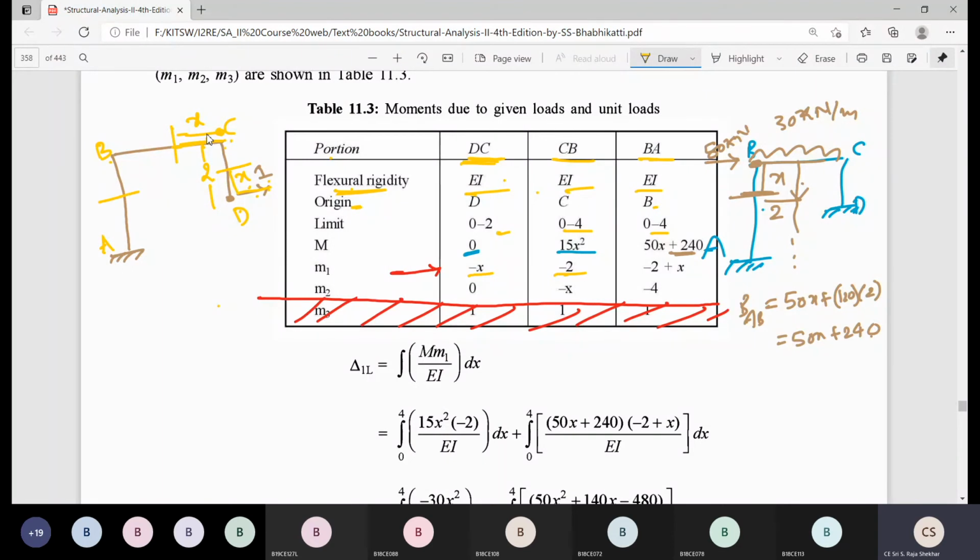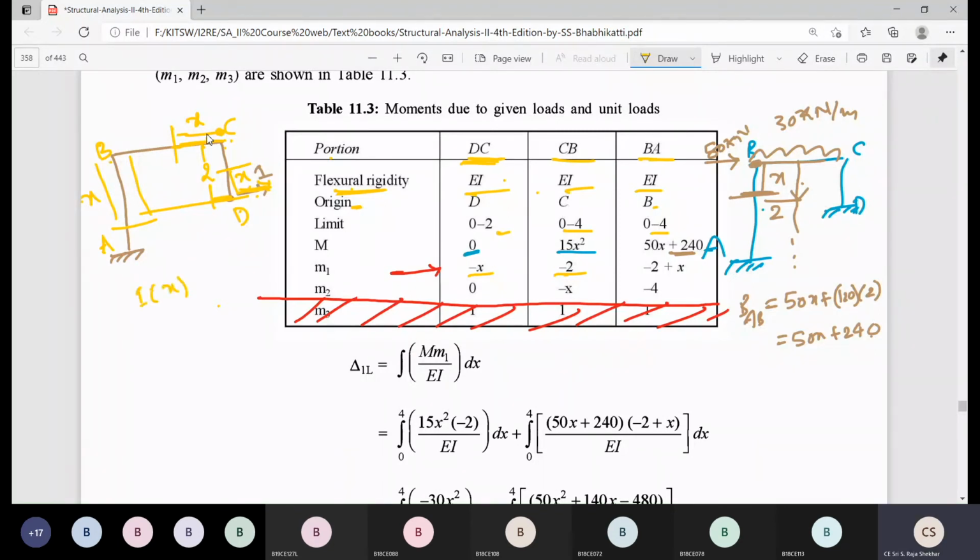Now take a section in the AB member and calculate the bending moment. So this is 2 meters. Total distance is 4 meters. Take a section after 2 meters. So this is X, let us suppose. Then the force is 1 kilonewton. Force into perpendicular distance: this will be the perpendicular distance, this will be the force. Force is 1 kilonewton, 1 into X actually.